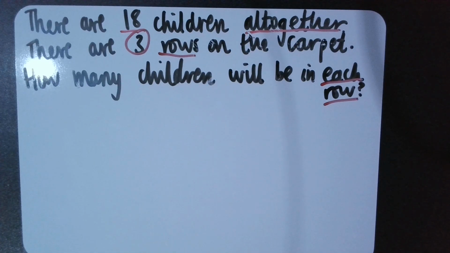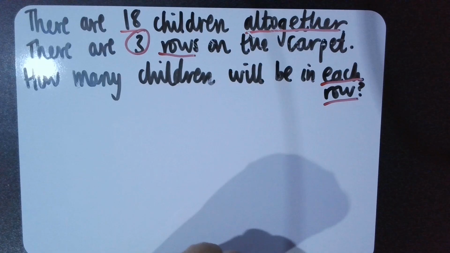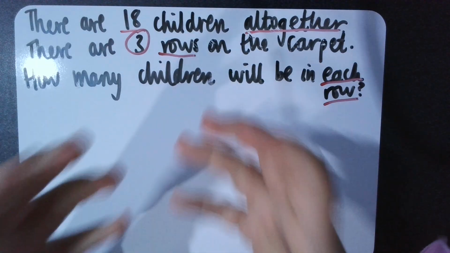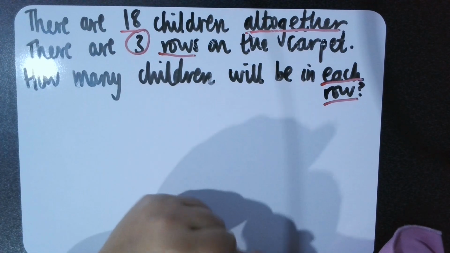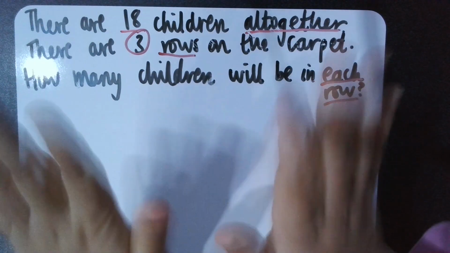Okay, let's have a think. I'm actually going to explore this using some counters. The first thing I'm going to do is I'm going to get out my 18 counters to represent the 18 children because I know my whole. Let's start by doing that.